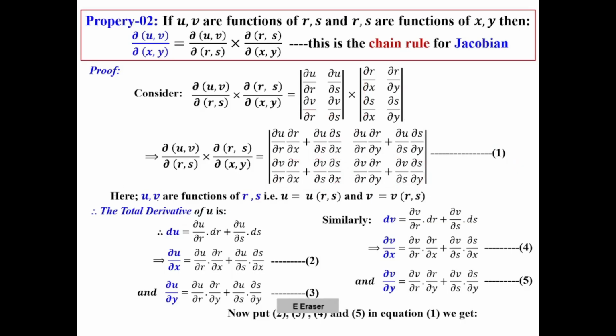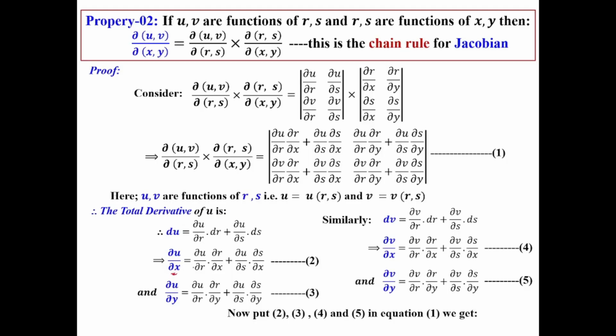Now here we know u, v are functions of r, s. That means we can write u equal to u(r,s), v equal to v(r,s). Therefore the total derivative of u can be written as du equal to del u by del r into dr plus del u by del s into ds. Very simple.